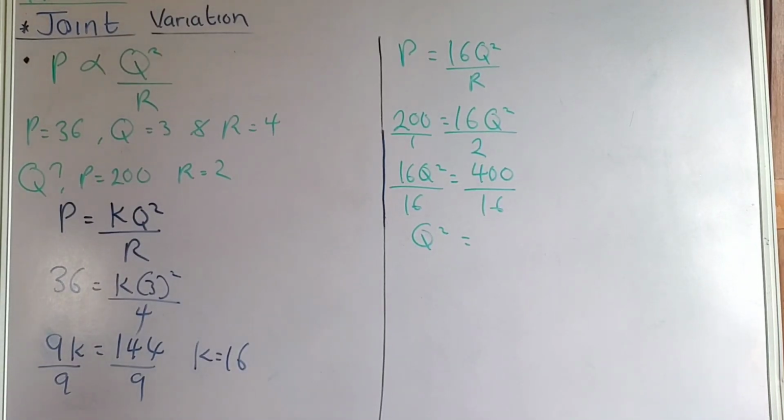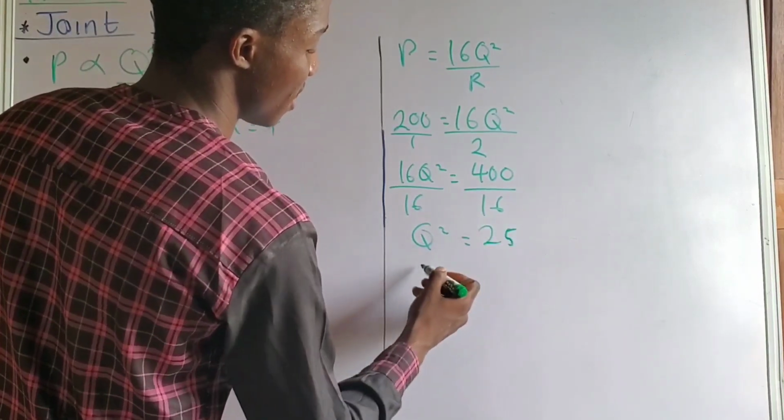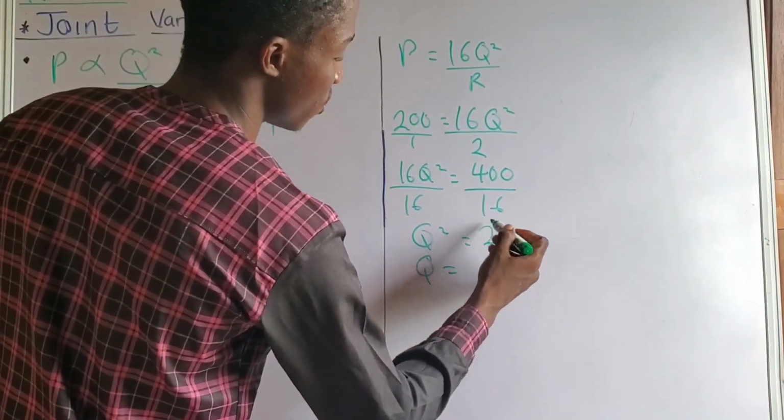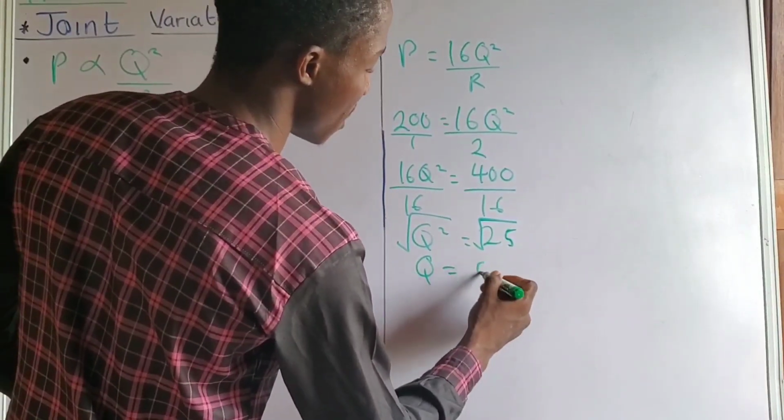You can do this in two ways. You can take the square root of both sides directly and punch your calculator. It's just that, let's do it step by step. 400 divided by 16, that is 25. So we're going to have 25 here, and q is equal to the square root of 25. Take the square root of both sides. q is equal to 5.